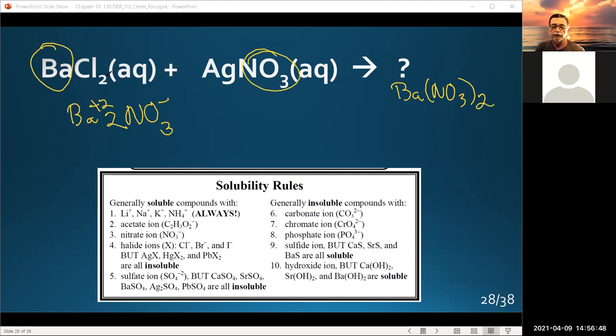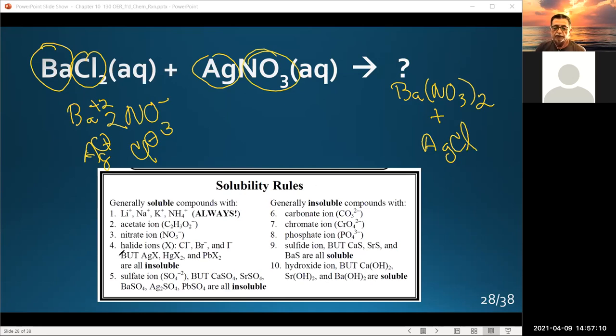All right. My other one would be silver and the chloride. Well, silver always has a +1, and we know by now that chlorides always have a -1. So I can very simply put it together in the 1-to-1, and I got silver chloride.